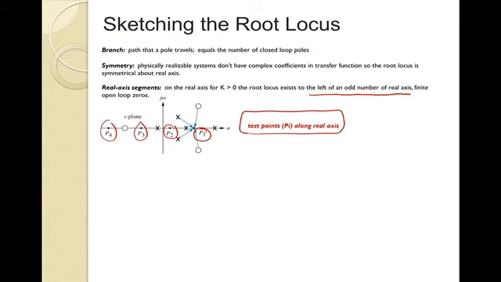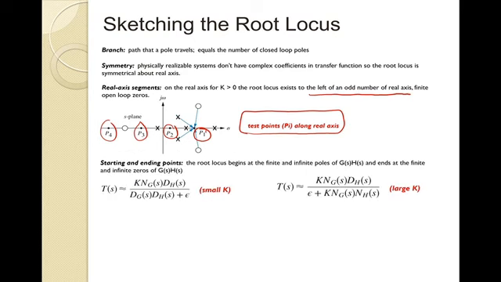So for this test point P1, you'll see a variety of poles and zeros here, and so as we look through this, what we'll find is that the root locus will exist to the left, okay, to the left of an odd number of real axis finite open loop zeros. So here is a finite open loop zero, so certainly this point would be a point on the real axis that would exist. More on that, again, as we work some examples.